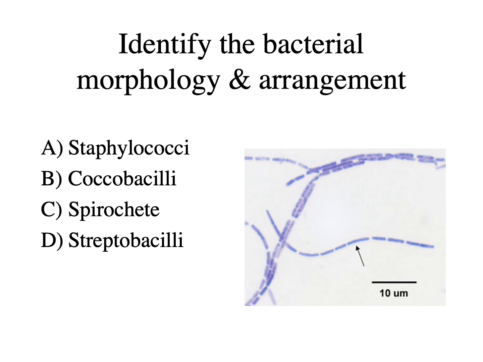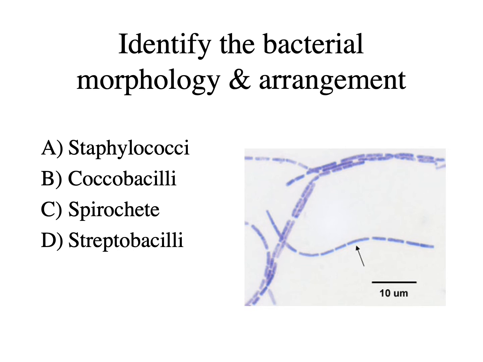Let's look at the image. Identify the bacterial morphology and arrangement. Is it A, Staphylococci, B, Coccobacilli, C, Spirochete, D, Streptobacilli? The answer is D, Streptobacilli.